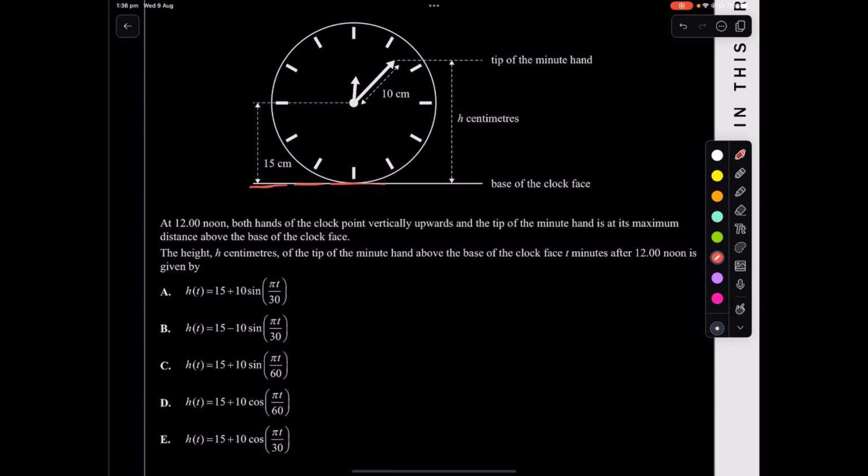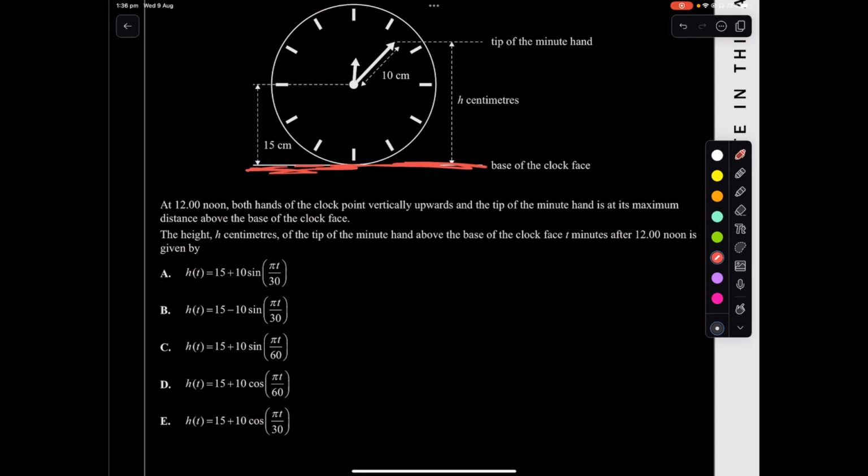This is over here. This is your base. So it's at its maximum. So it means here, when it's over here, it's at its maximum, and here should be its minimum.